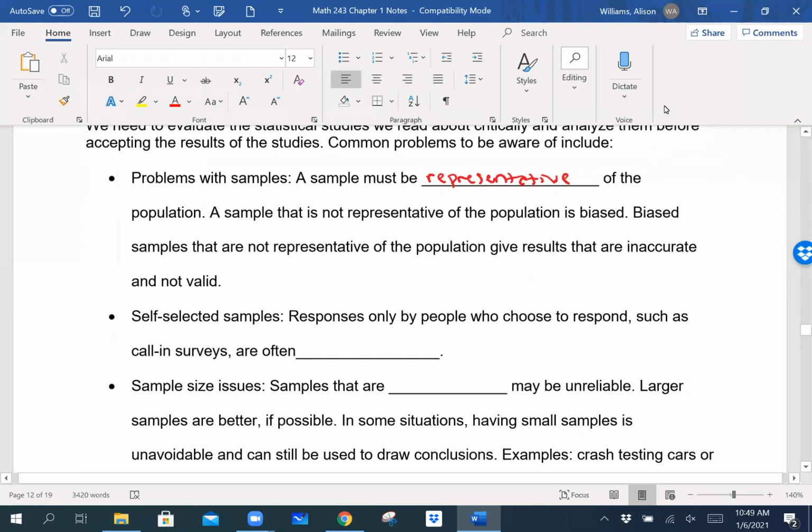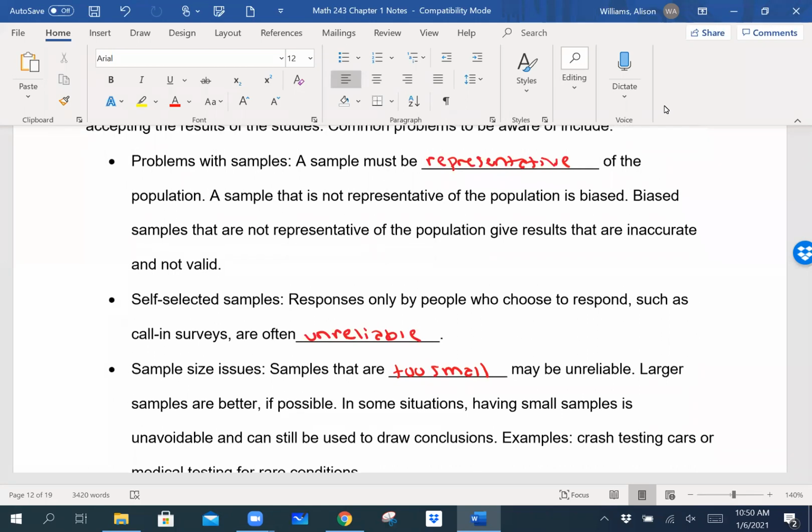Self-selected samples, so responses only by people who choose to respond, such as online surveys, are often unreliable. We can't rely on those results to represent the entire population. Self-selecting is a problem. Sample size issues: samples that are too small may be unreliable as well. Larger samples are better if possible. Sometimes it's not possible. At a small school like OCCC, our samples are going to be small because our population is small, so we just have to work with that. Sometimes we can't get away from it.